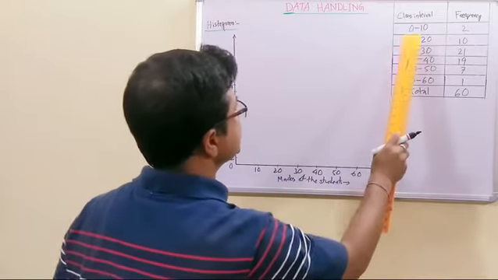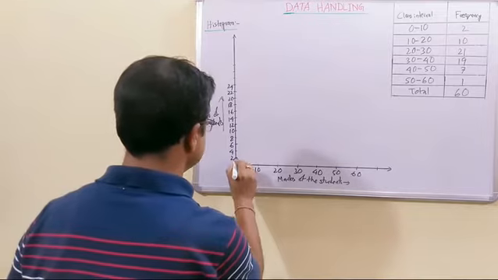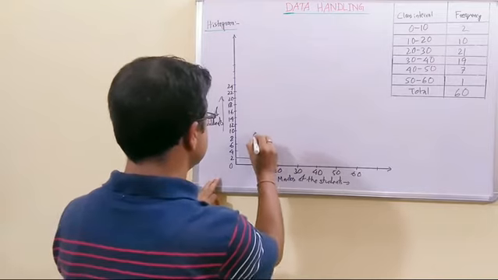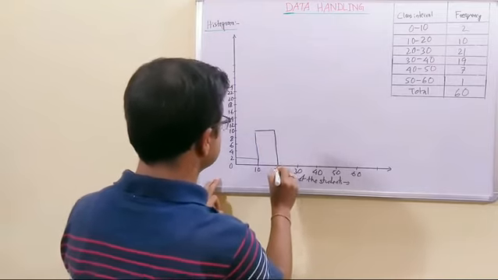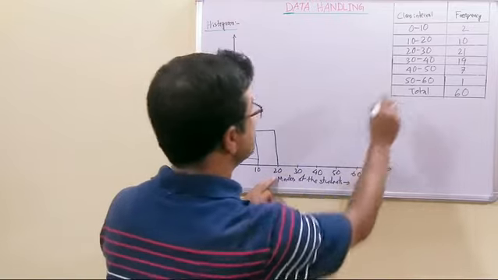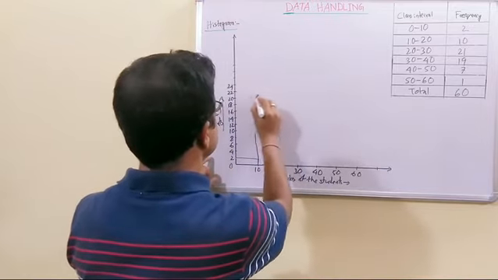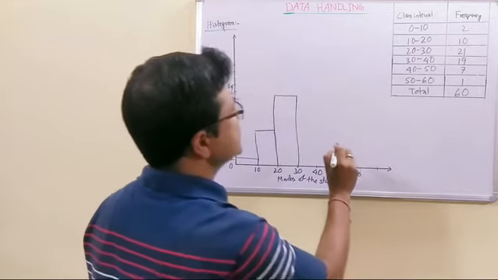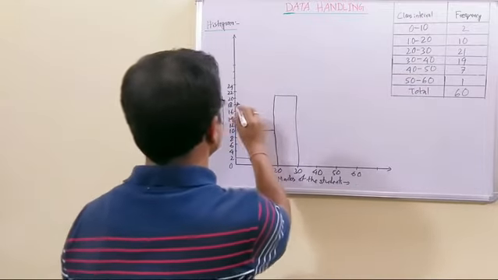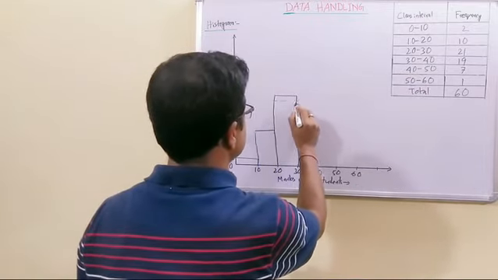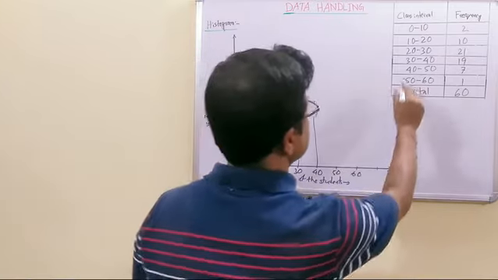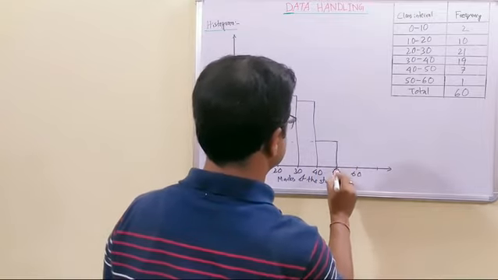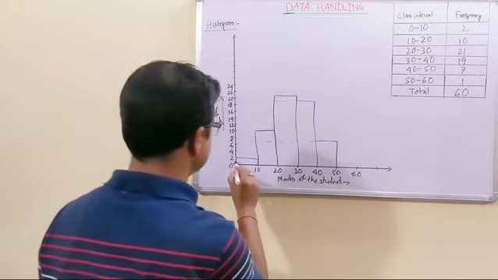Now, how will we do it? 0 to 10, 2. Okay, then 10 to 20, 10. Like this. Okay, then 20 to 30, 21. 21 is here. Okay, this is the gap. Then 30 to 40 is 19 students. 19 will be here. Then 40 to 50 from here. Okay students. Then 50 to 60, 1 student. 1 will lie here.